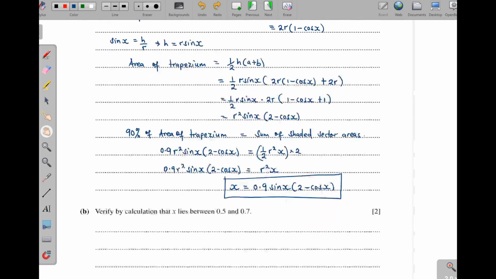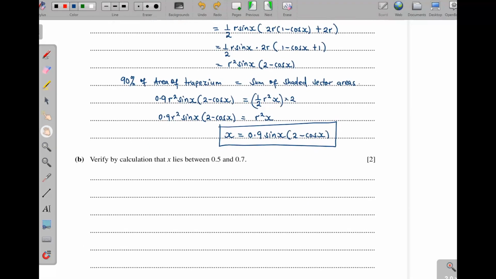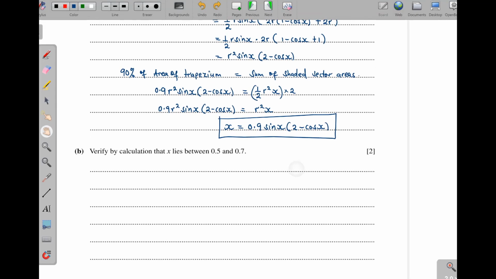Then next, part B, verify by calculation that x lies between 0.5 and 0.7. If this is the graph that we have drawn probably, and then we see that this graph here cuts the x-axis at this point here, this is what we call the root of the function. A root of the function is that value of x that you're going to put in the function, and it reduces it to 0. Are we there?